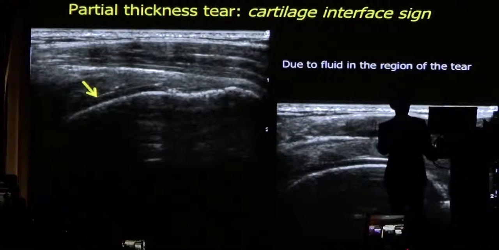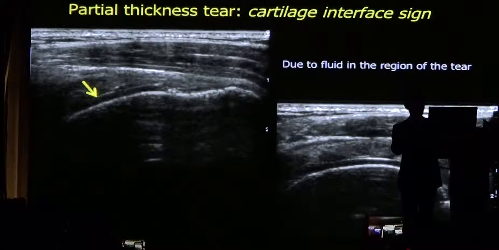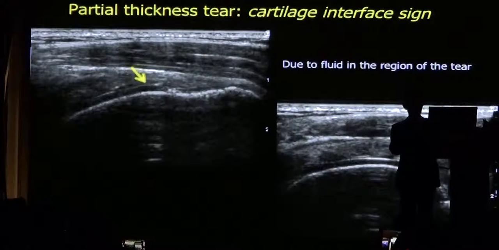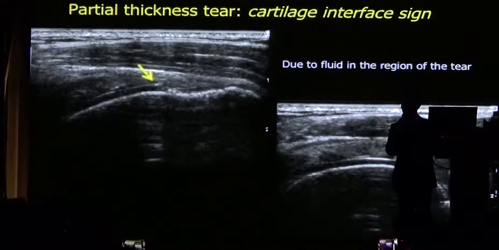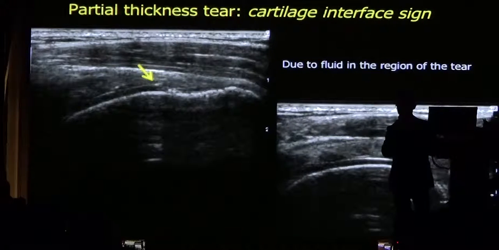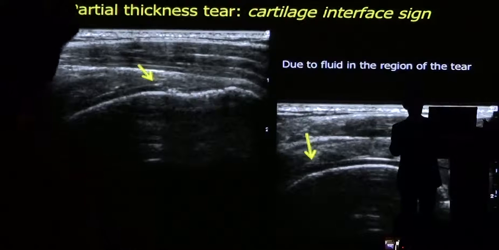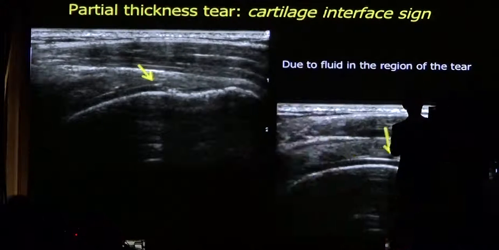There is a specific sign of a partial thickness tear described as the cartilage interface sign. With this sign, you can see the articular cartilage of the humeral head more clearly than you normally would. And that is because there is some fluid between the rotator cuff and the cartilage when there is a tear. So if you see the articular cartilage more clearly than you normally would, then you have to suspect that there is a tear. Again, in the other plane.